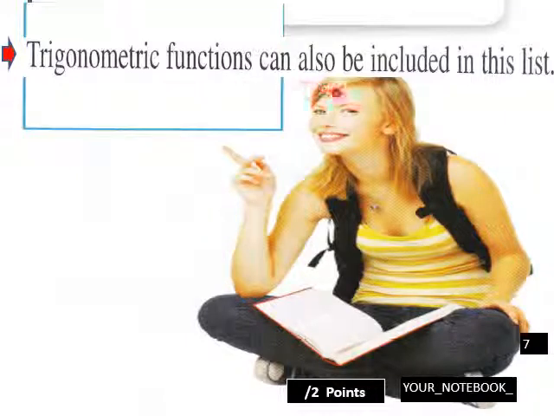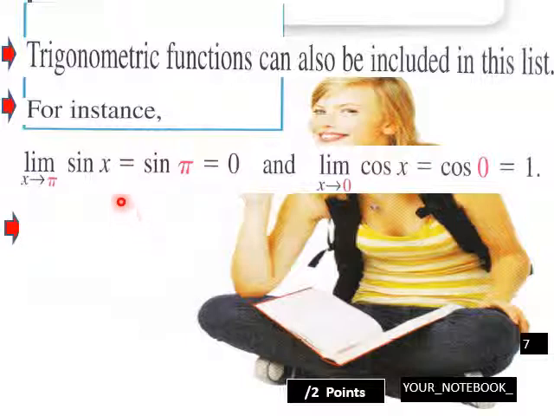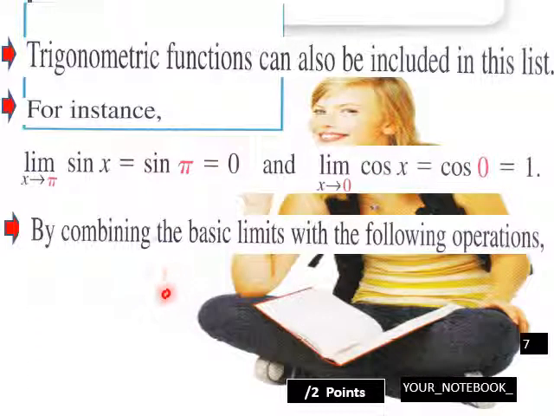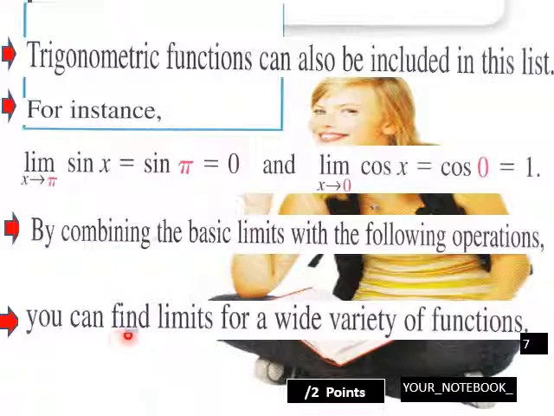Trigonometric functions can also be included in this list. For instance, the limit as x goes to pi of sine x equals sine pi, which equals 0, and the limit as x approaches 0 of cosine x equals cosine 0, which equals 1. So by combining the basic limits with the following operations, you can find limits for a wide variety of functions.